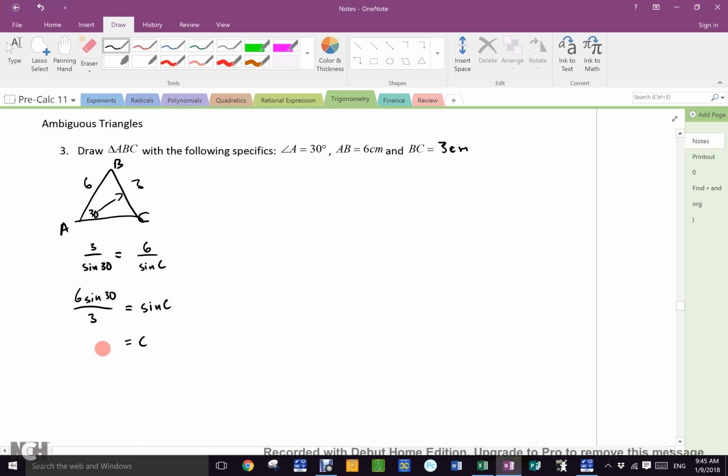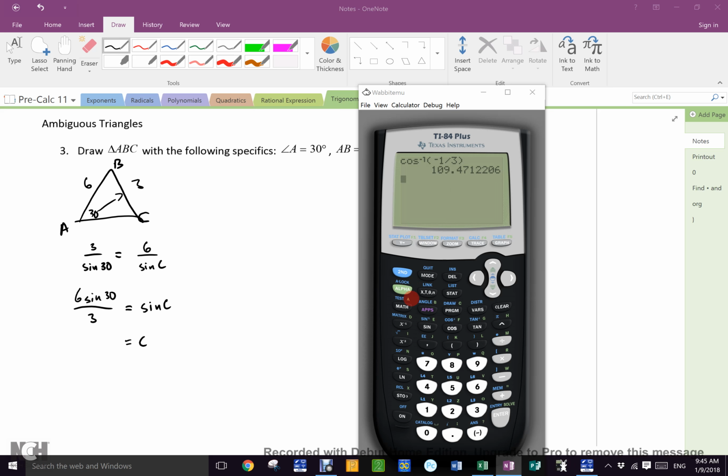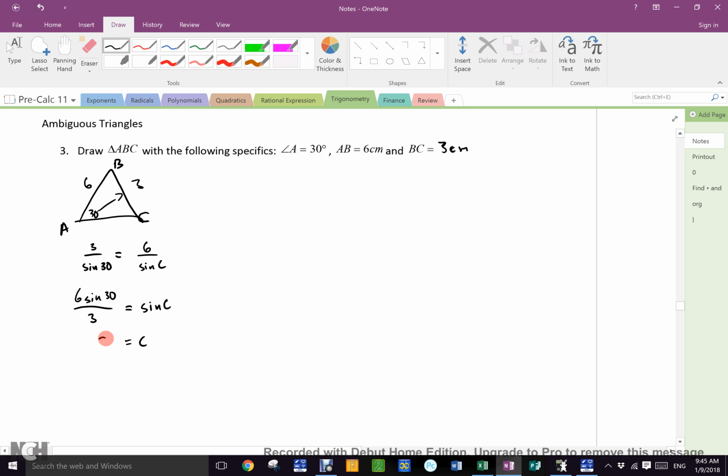Right? Everybody cool? So on your calculator, I'm just going to show you up here. Shift sine, 6 sine 30, close brackets, close brackets divided by 3. So C equals 90. Is everybody cool?